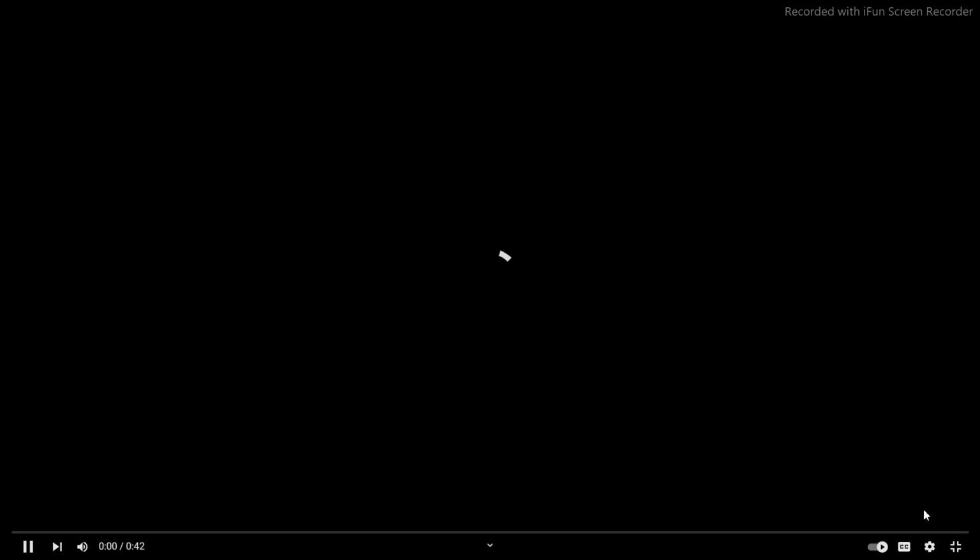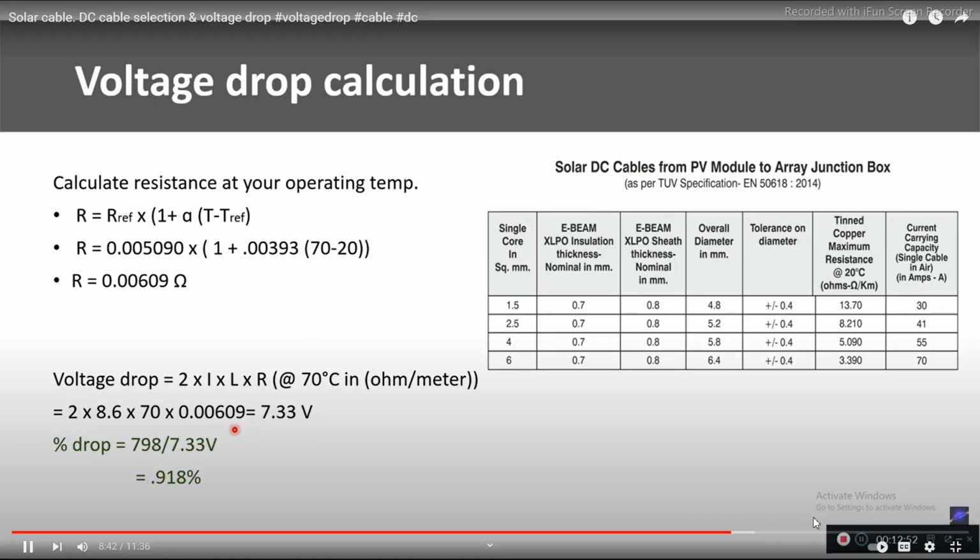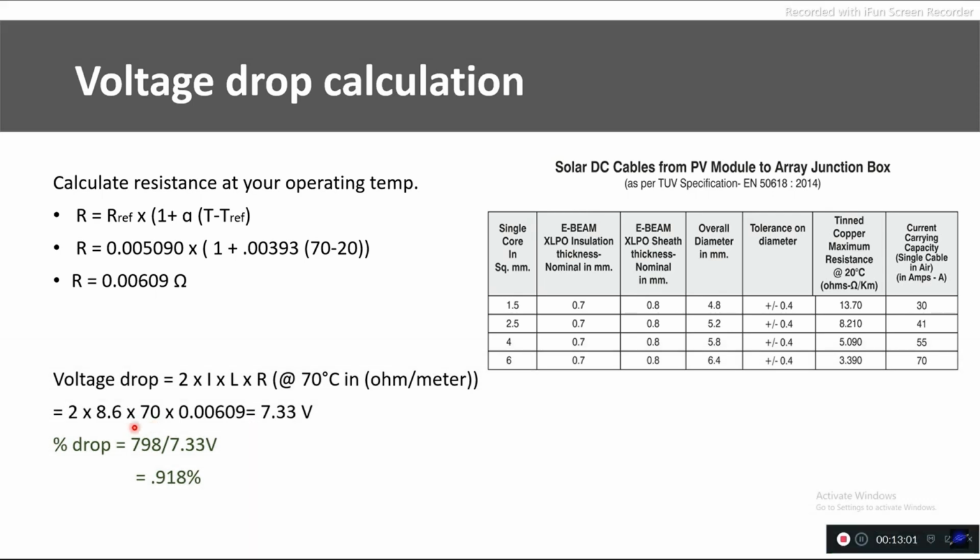So after putting these values, you need to put the value for one way. In DC there are 2 cables, positive and negative. I have already considered the 2 here, so you do not need to put the length for the negative terminal. Only put the length for one cable. So I get the voltage drop as 7.33 volts. The voltage of my string is 798, so I will calculate the percentage voltage drop. That comes to 0.918%. So it is well suited for my application, and I will go on with the 4 square mm cable.